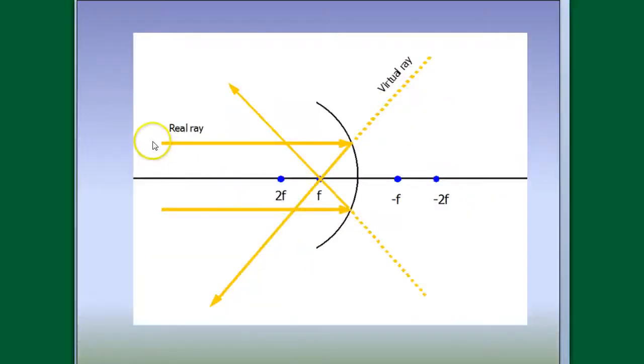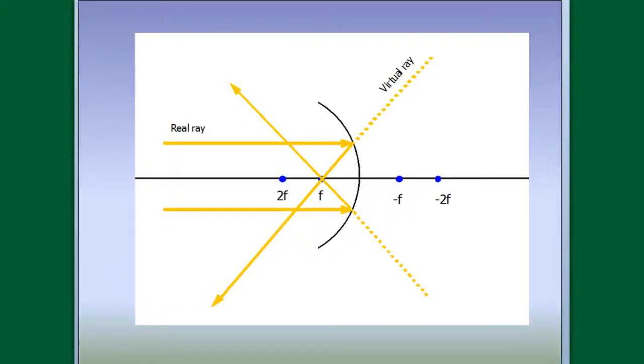Concave mirrors, here's the picture of ray diagrams coming in. The rays come in parallel, they reflect, and they converge at a single point. And actually they do keep going past each other, but that's more than what we need to talk about now.